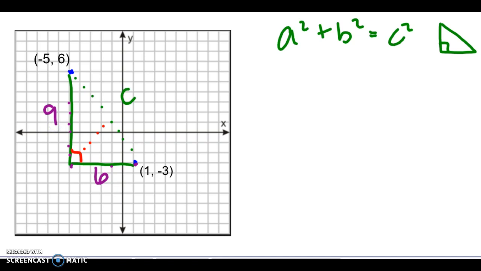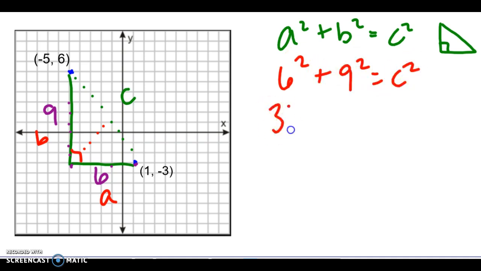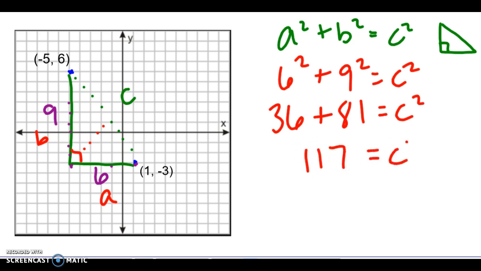Alright, now we're just going to pick an A, pick a B, plug them in, and do our magic. So we have 6 squared plus 9 squared equals c squared. 6 squared is 36, 9 squared is 81, equals c squared. Then we're just going to add those two numbers together. We have 81 plus 36 is 117, which equals c squared.